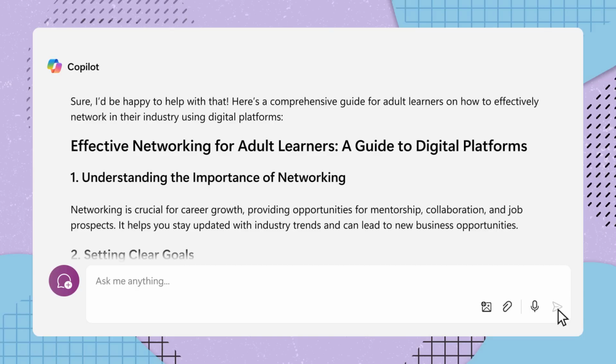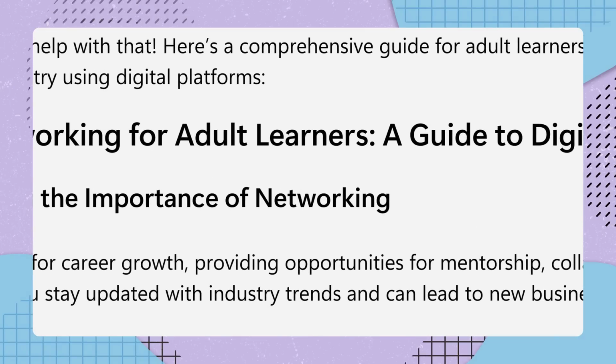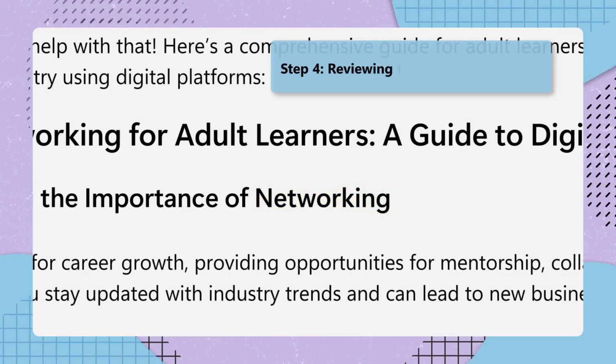Tokens are the segments of text that the model uses to comprehend and formulate responses. They can be complete words or fragments of words. For example, network is one token, while networking may be divided into network and ing based on the model's tokenization method. Step 4. Reviewing the response or output.